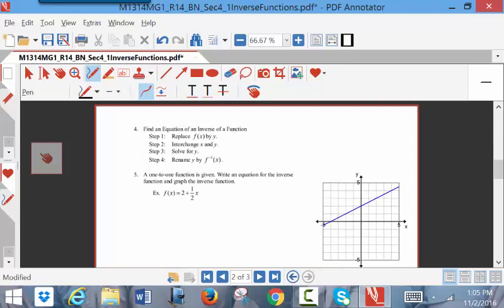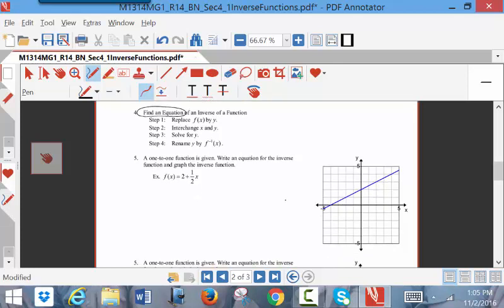Now they're going to ask me to find the equation of the inverse of the function. So far they've given both the function and the inverse and had me prove them. Then they gave me a graph of the original and had me graph the inverse. And now I'm supposed to start finding the equation myself. So to do that, it says replace f of x by y, interchange your x and your y, solve for y, and rename it.